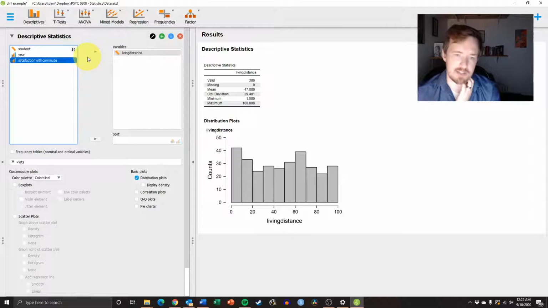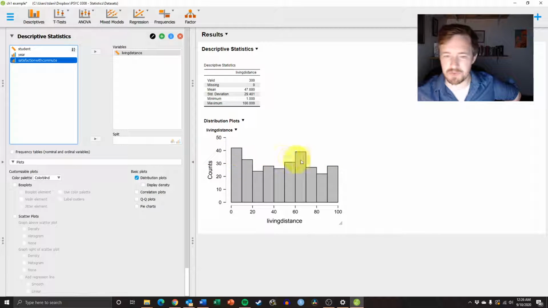Now this is good stuff. So this actually is a histogram. It's the same distribution plot, but this is a histogram. Why? Because now we have living distance, and living distance is a ratio scale variable. You can see that JASP has grouped it up into bins. So we have from 0 to 10, from 10 to 20, 20 to 30, 30 to 40, and so on. And we can see the distribution of this data now, right?